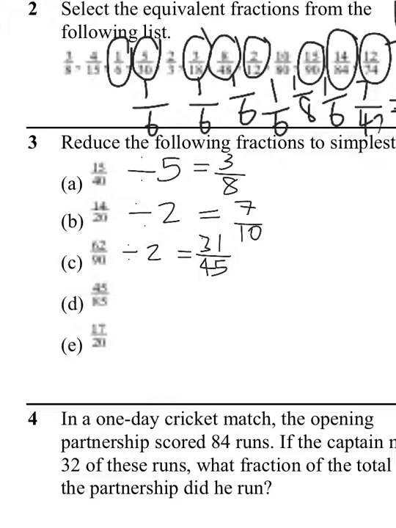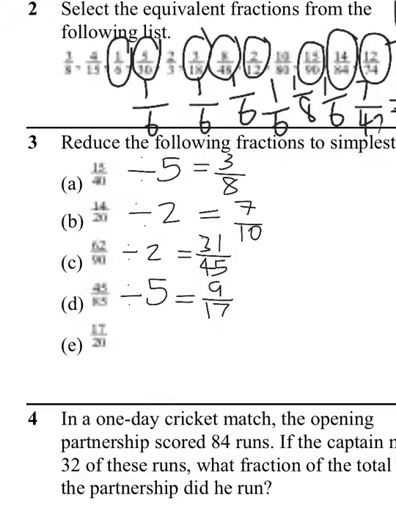Okay, 45 over 85 are both numbers that end in 5, so I know that 5 is going to work. So 45 divided by 5 is 9, and 85 divided by 5. I think you're going to have to use your trusty calculation machines for this one. 85 divided by 5, according to my calculation machine, is 17. 9 and 17 don't have any common factors, so I can leave it at that.